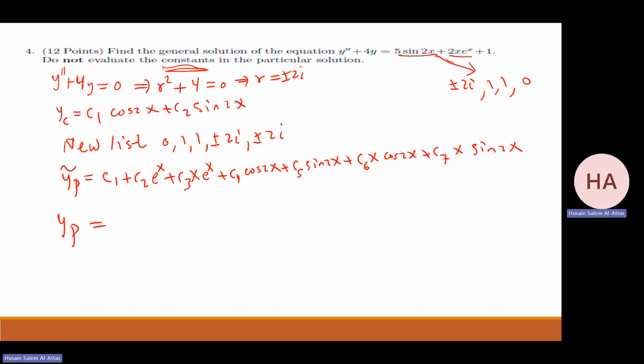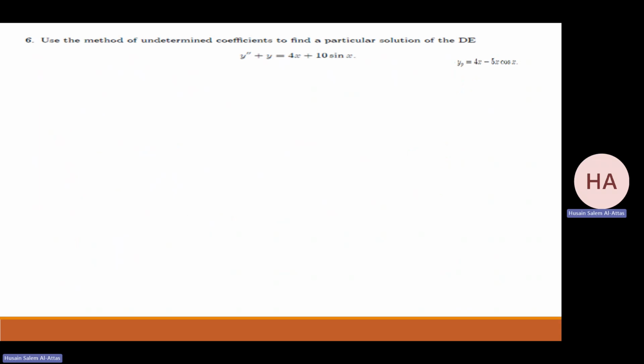I need the YP, so I need to cancel YC, which is only this and this. So YP will be A plus B e^x plus C x e^x plus D x cosine 2x plus E x sine 2x. Yeah, that's it. Use the undetermined coefficients to find the particular solution.